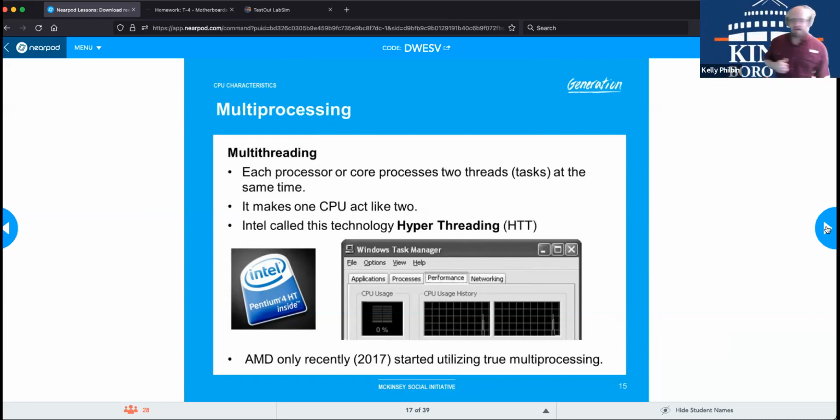This was developed by AMD. Intel has their own version of this, and they call it HTT, or hyper-threading technology. AMD started doing this as well in 2017.